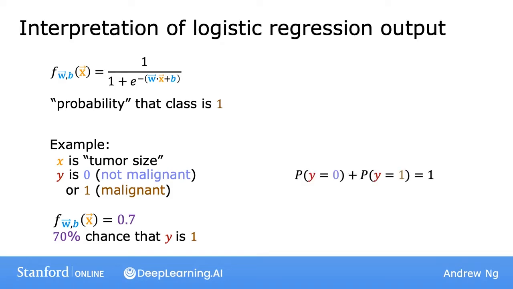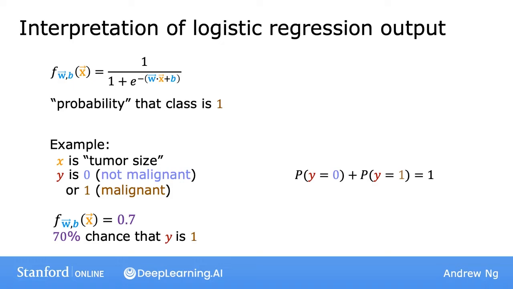So y has got to be either 0 or 1, and thus the probability of it being 0 or 1, these two numbers have to add up to 1, or to 100% chance. So that's why if the chance of y being 1 is 0.7, or 70% chance, then the chance of it being 0 has got to be 0.3, or 30% chance.